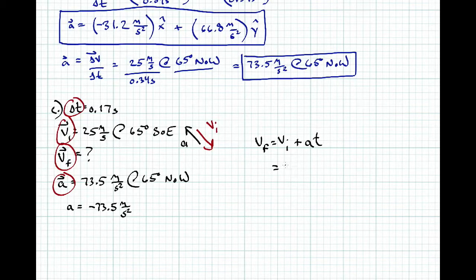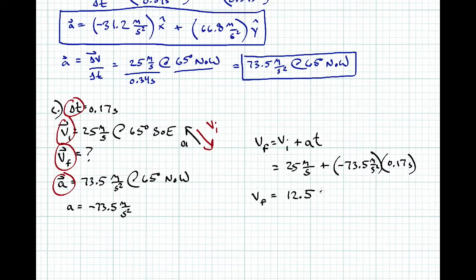So we can say the initial velocity is 25 meters per second plus our acceleration, negative 73.5 meters per second squared, times time, 0.17 seconds. All right. So what's our final velocity after only 0.17 seconds? 25 plus negative 73.5 times 0.17, 12.5 meters per second. That's our final velocity for part C after the car has only partly come to a stop.